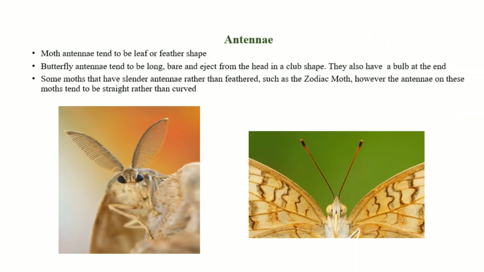Talking about their antennae, the antennae of moths are basically feather shaped, and here in this figure you can see, whereas the antennae of butterflies are straight and long, and they end in a bulb like structure that is present at the posterior end of the antennae. A few moth species do not have feathered antennae, and this includes zodiac moths, and the antennae of these moths are basically straight, and they do not have any curve at the posterior end of their antennae.